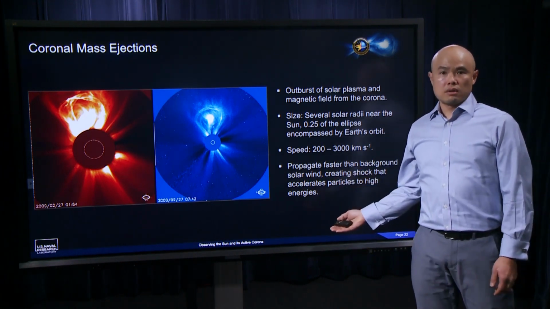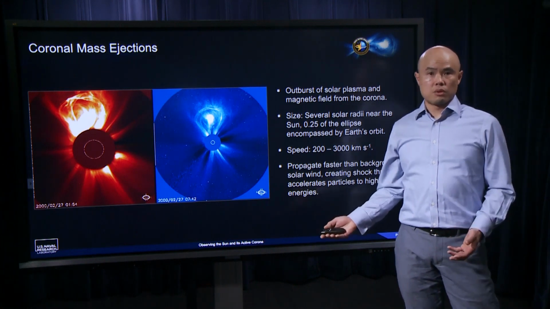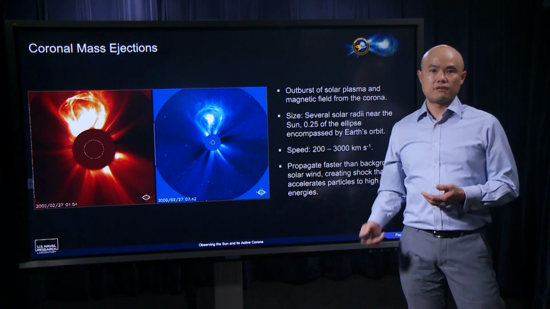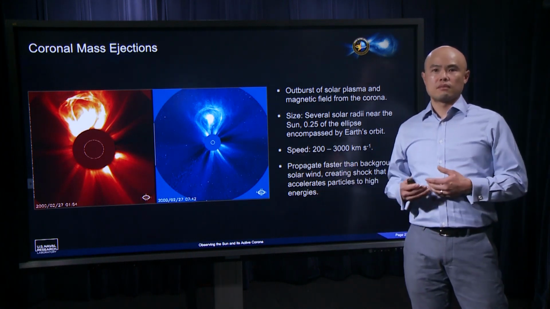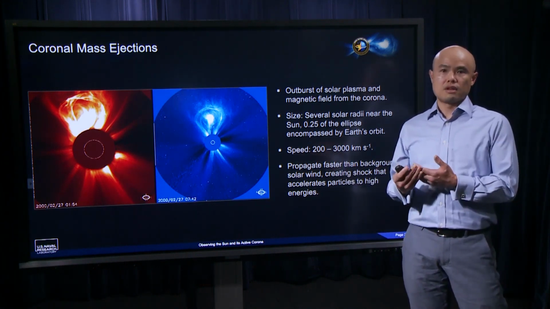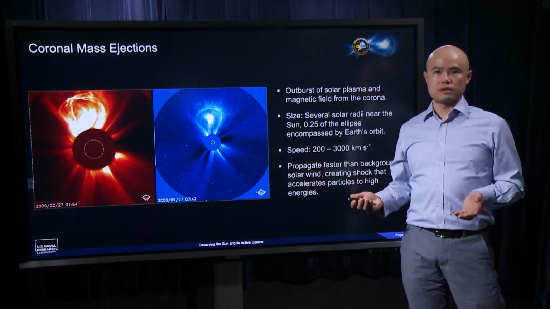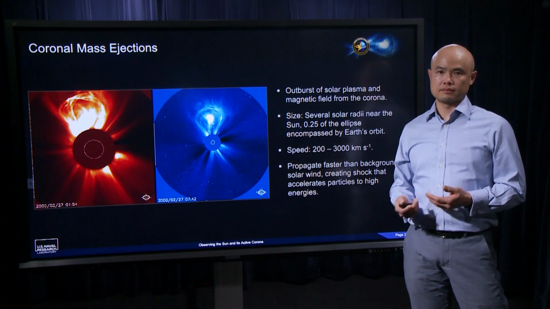CMEs propagate outward faster than the background solar wind, meaning they're plowing through the medium in which they're traveling faster than the medium itself. This creates a shock near the leading edge of the CME that accelerates particles to high energies within the structure of the CME.